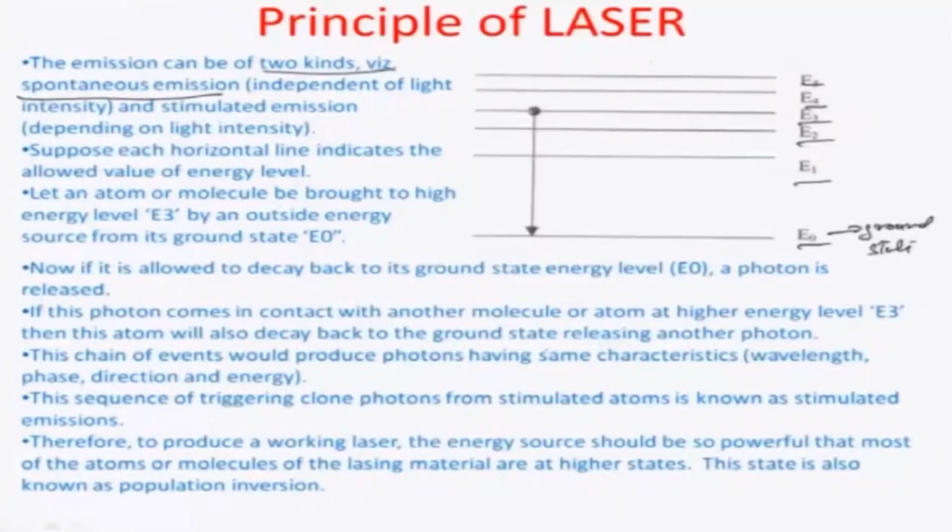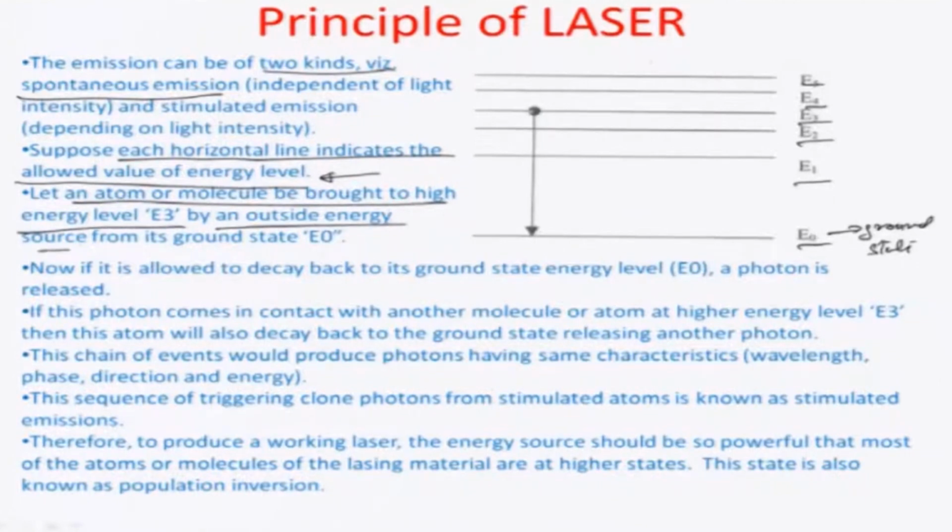It is called stimulated if it is dependent on the ambient light, and if it is independent of the light intensity, it is called spontaneous in nature. Suppose each horizontal line here indicates an allowed value of the energy level, and an atom or molecule is brought to the high level E3 by an outside energy source from its ground state E0. If it is allowed to decay back to its ground state energy level E0, a photon is released.